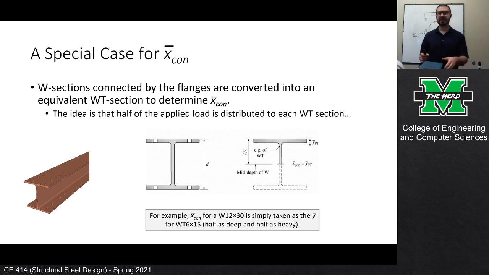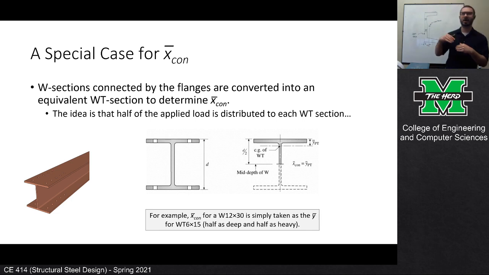connection, and that's W sections that are connected via the flanges. And what we do with a W section that's connected via the flanges is, in order to determine that X bar value, we sort of conceptually split the section in half, and we look at an equivalent WT section and look up that centroid, which ends up being the Y bar value for that equivalent WT.